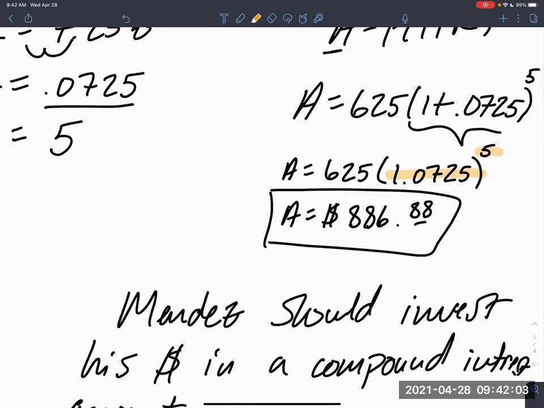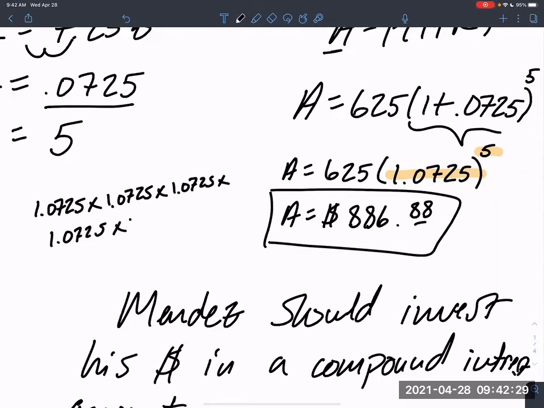So if you think that's going to be you, like, oh, I struggle with that, check this out. Teach you a little secret here, okay? Just on your calculator, do 1.0725, 1.0725, 1.0725, 1.0725, 1.0725. Just multiply that number 1, 2, 3, 4, 5. You should get the same thing. Multiply it 5 times and you'll get it. Okay?